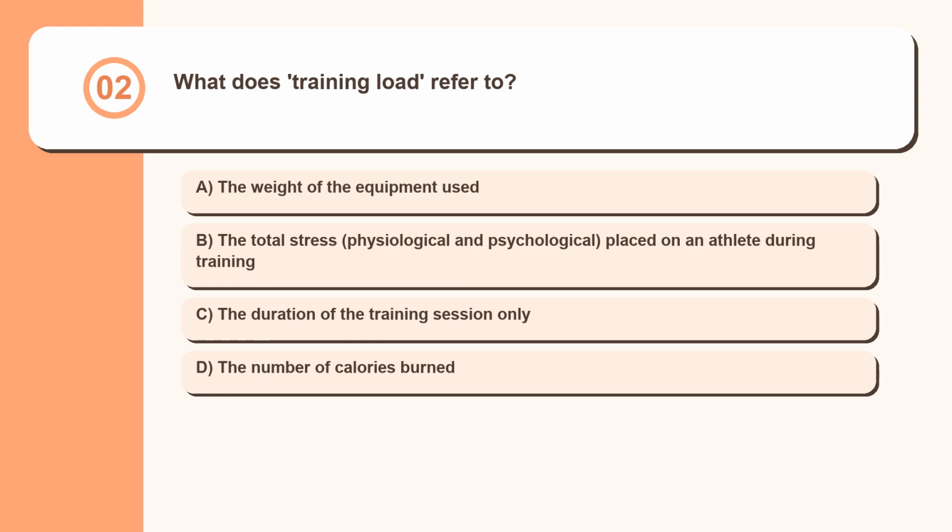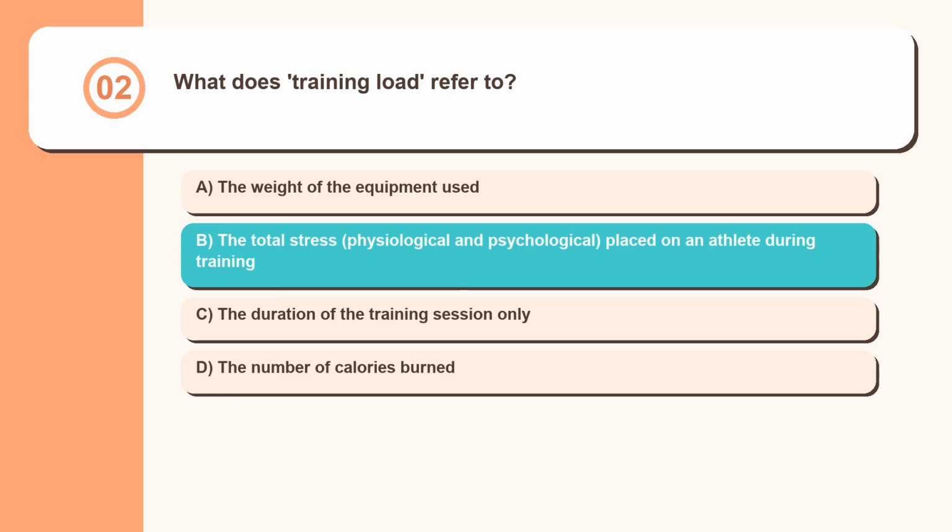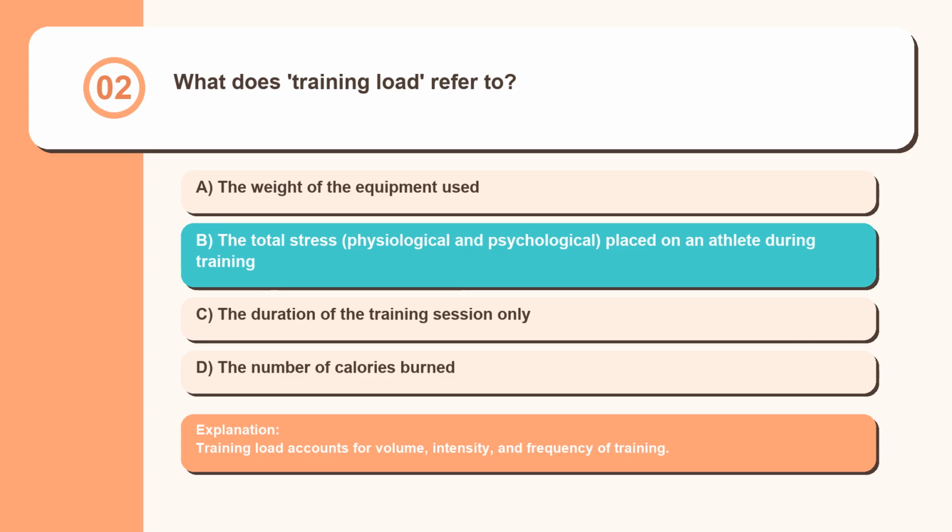Question 2. What does training load refer to? The weight of the equipment used, the total stress, physiological and psychological, placed on an athlete during training, the duration of the training session only, the number of calories burned. Training load accounts for volume, intensity, and frequency of training.